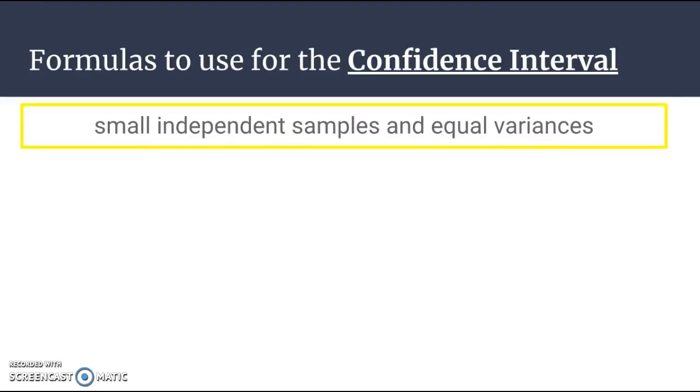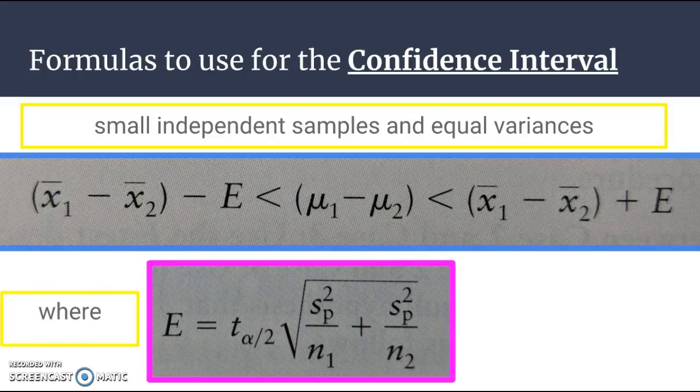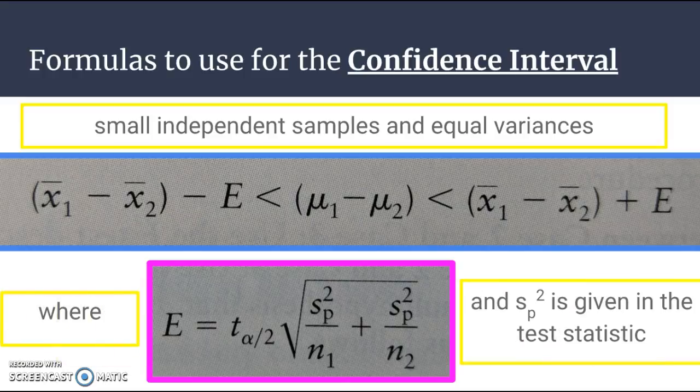So your confidence interval for small independent samples and equal variances, remember from the last section, is this inequality where the margin of error is computed by taking your t-score and multiplying it by the square root of s sub p squared divided by n sub 1 plus s sub p squared divided by n sub 2. Remember how to find your s sub p squared. You find that when you find your test stat. And there you have it.